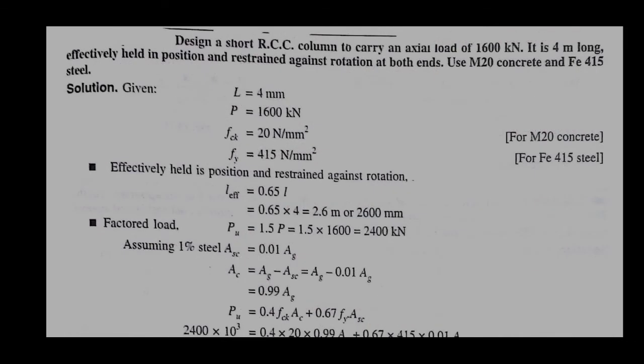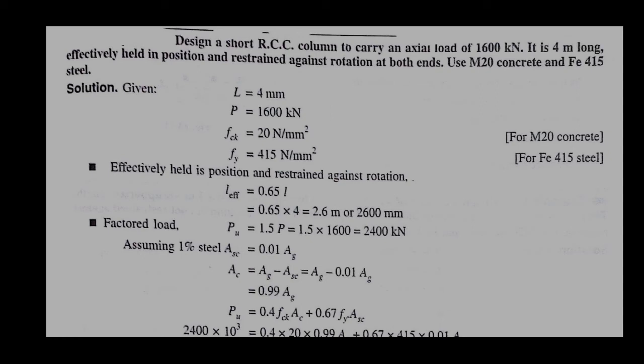Let's check out the next problem. Design a short RCC column to carry an axial load of 1600 kilonewton. It is 4 meter long, effectively held in position and restrained against rotation at both ends. Use M20 concrete and Fe 415 steel.